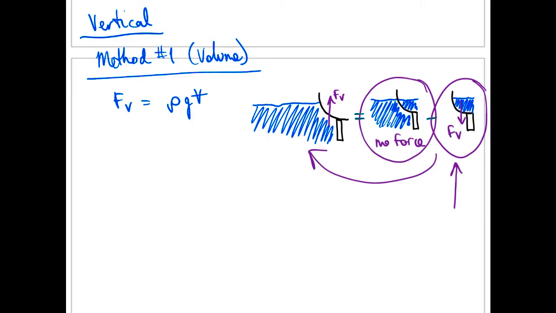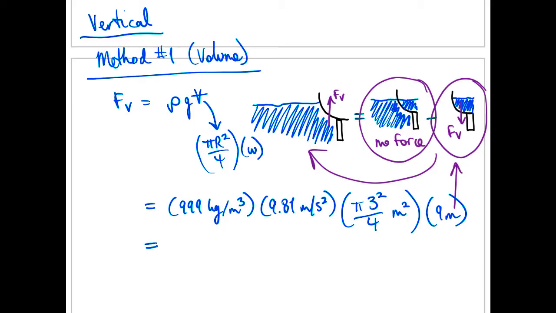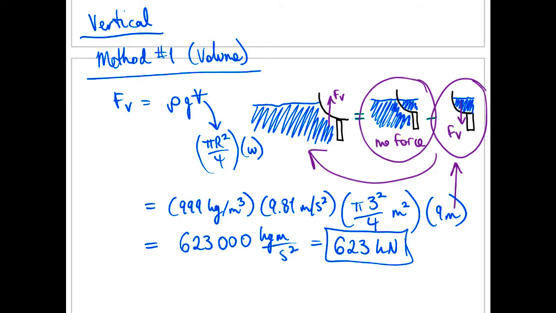So for our volume then, our gate is just a quarter of a cylinder. So we can substitute for volume in here as the pi r squared over 4 for the quarter of the circle, and then multiplied by the width of the gate, which is given in the question as well. And then we just simply plug in. Okay, 623 kilonewtons, and that is that.